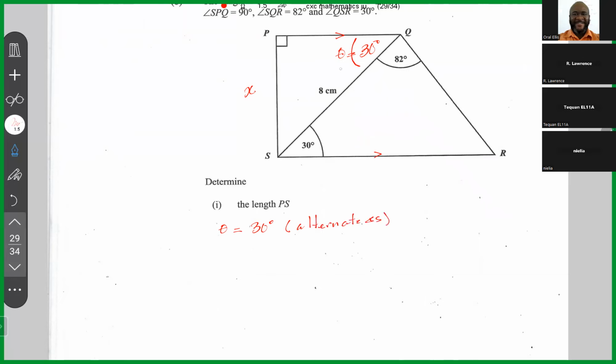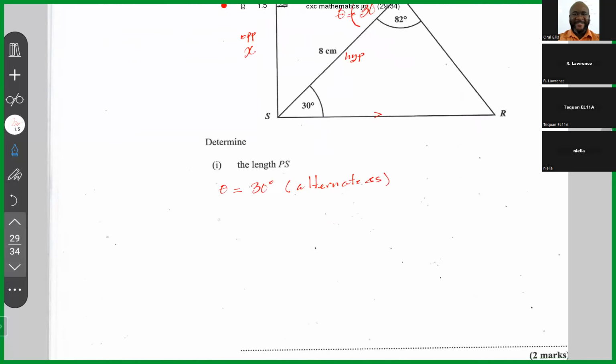Now, this side X is opposite to the 30 degrees, and QS is the hypotenuse. Now, the trig ratio that includes opposite and hypotenuse is sine. So I'm going to say sine of theta is opposite X over the hypotenuse 8. Sorry, theta is 30 degrees. So the sine of 30 degrees is equal to opposite X over the hypotenuse 8.